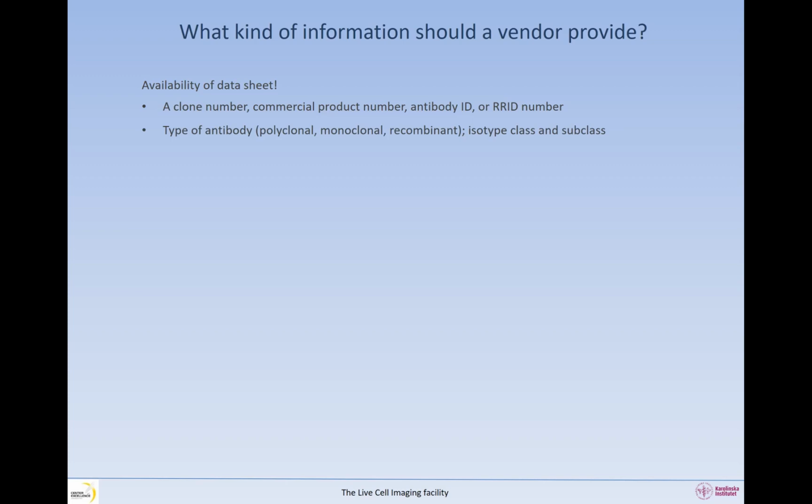What kind of antibody it is? It's a polyclonal, a monoclonal, recombinant, and of course, isotype class and subclass. A clear definition of the immunogen. What was this antibody raised against? You know, a peptide, protein fragment, or the full-length protein with the 3D structure. And because this will allow you to decide, knowing the immunogen, if this antibody will be specific enough or not for your application.